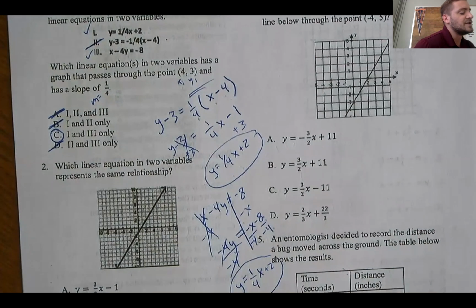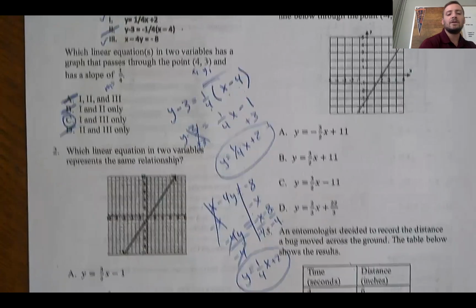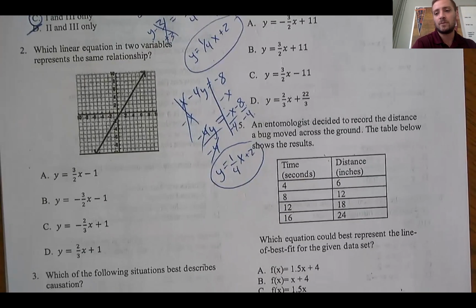All right, number 2. It wants me to find the equation of this line. And I always have people that say, Coach Easton, I'm really bad when it comes to graphs.